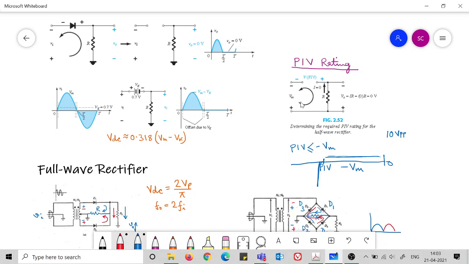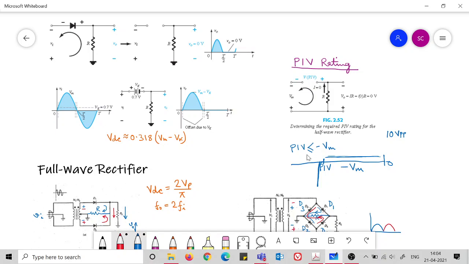Now you see, in this half wave configuration, we calculated that during the reverse bias case I is 0. So here the voltage is 0. That means this PIV voltage is same as Vm. Okay, and you see the direction of the voltage is also given as the reverse bias case. So the maximum voltage can be the maximum amount of this particular voltage that is in the input side, and that we know is Vm. So your PIV must be more than Vm. So in magnitude it should be more than Vm.